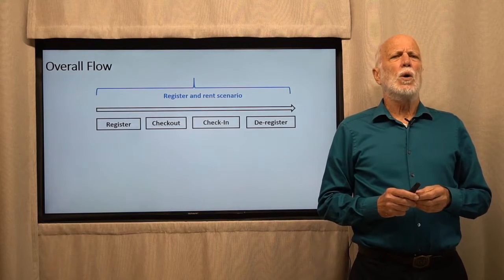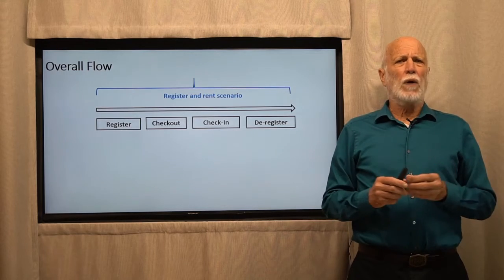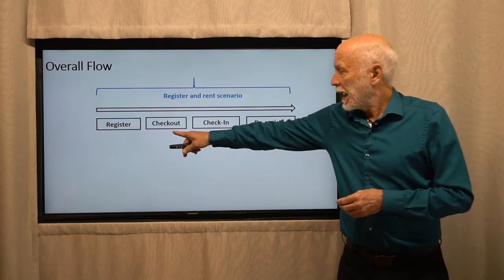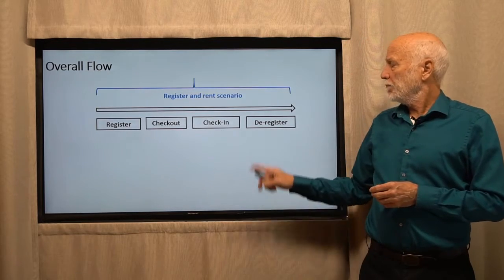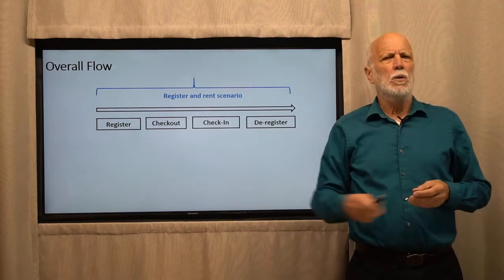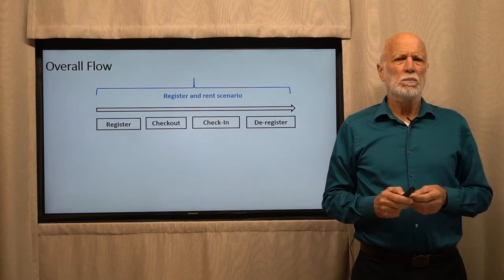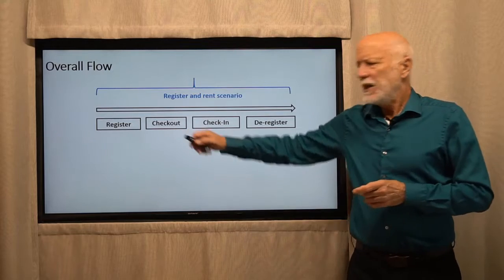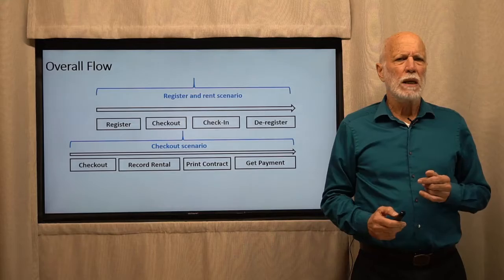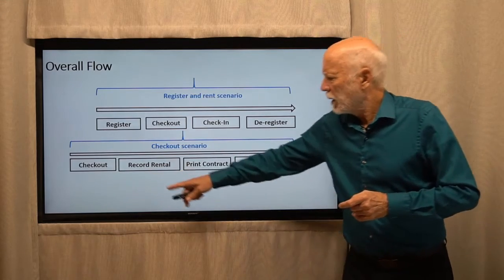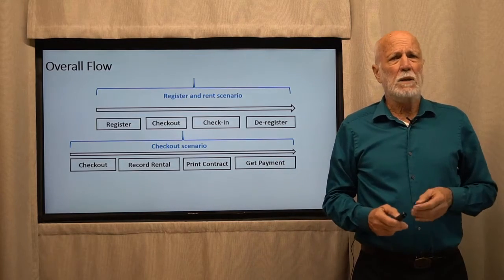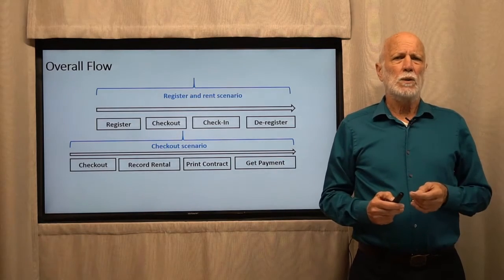Here's a third way. Here's a flow, a workflow, register and rent scenario. We register as a customer, we check out an album, we check it back in, and eventually we'll deregister. And we might have some loops within this overall flow. But we can take one of these steps in this flow and break it into smaller pieces, such as here's the checkout: we record the rental, we print the contract, and we get the payment for the rental.